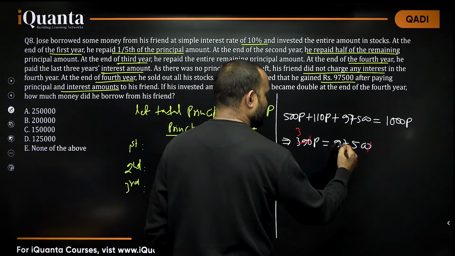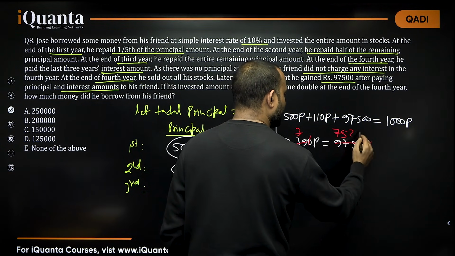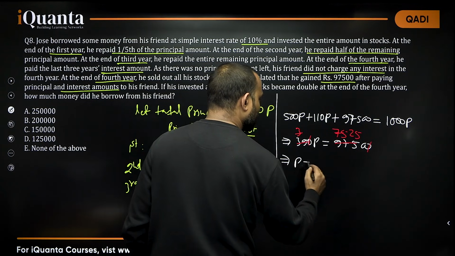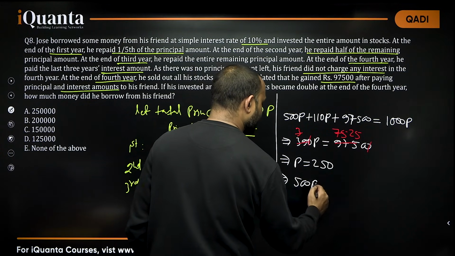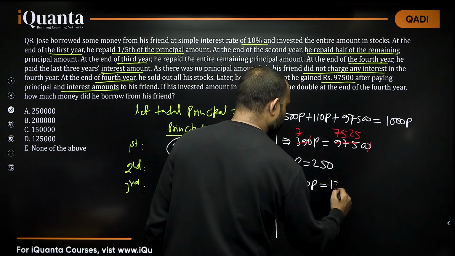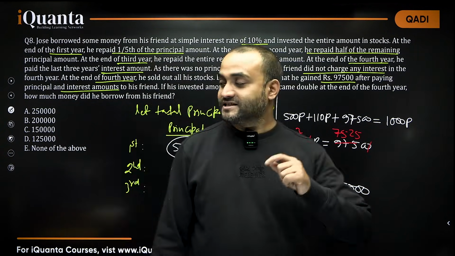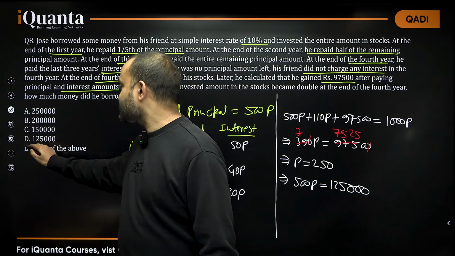13 into 3, 13 into 7, 65, 5 times. This is 25 times. So what are we getting? We are getting P is equal to 250. What are we looking for? We are looking for 500 P, the total. So 1,25,000 is the total amount that he borrowed from his friend. And the answer is option D.